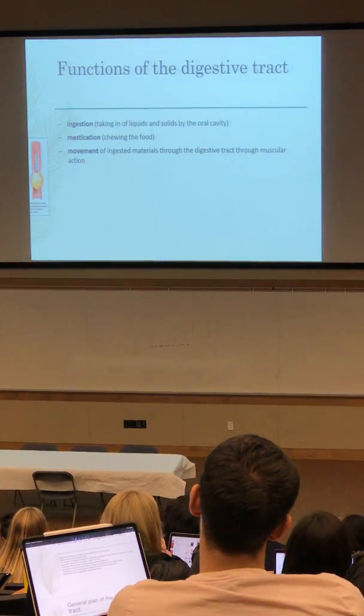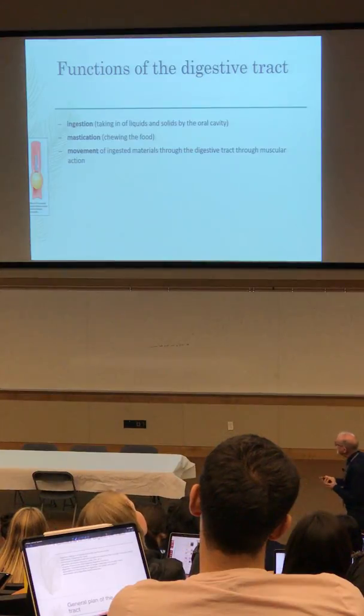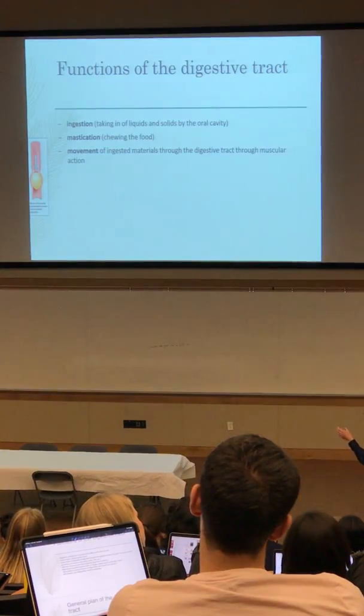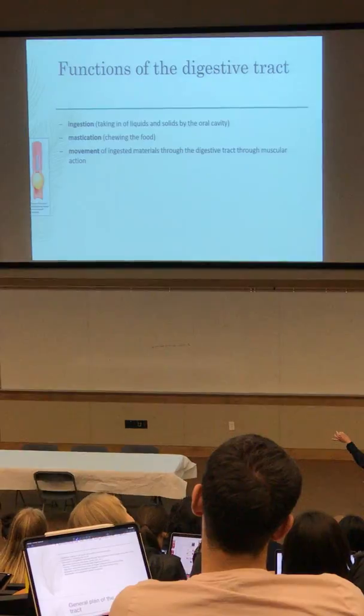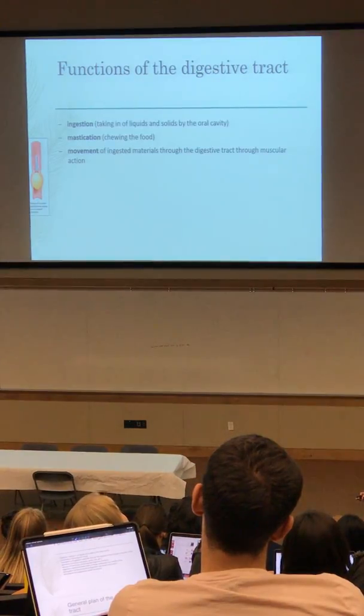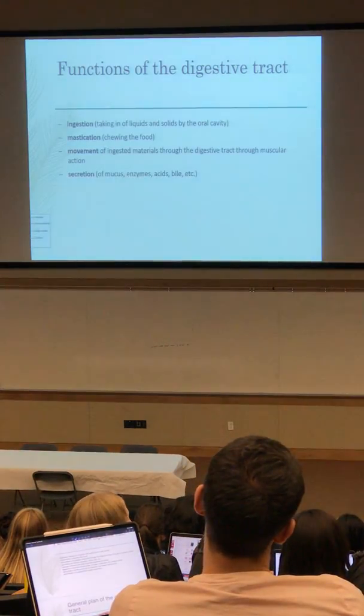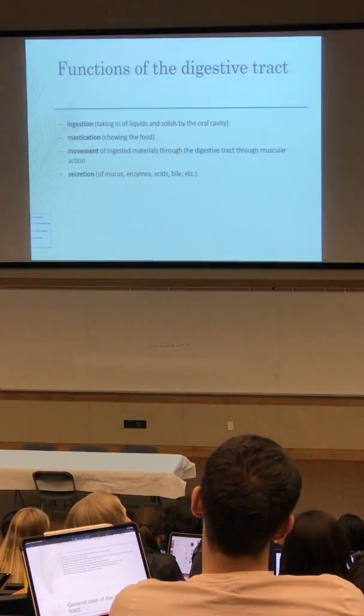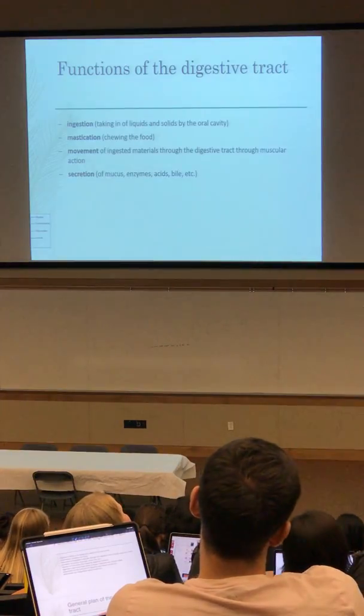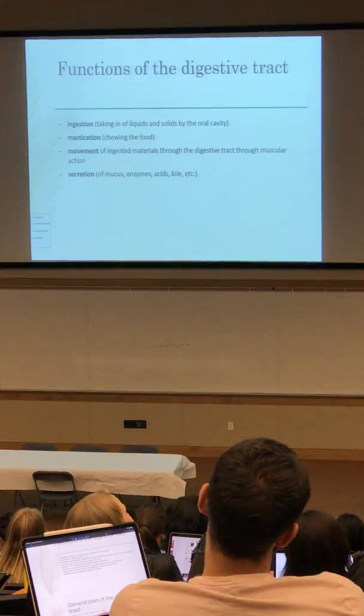We call that peristalsis. And so that's what you're seeing in this picture here. You're seeing the tube sort of contract and push the food forward. And so the only way that the food can move is through this peristalsis function. All right, secretion. So we have mucus, we have enzymes, we have acids, we have bile, so various things that aid the digestive process. So that's another important function.